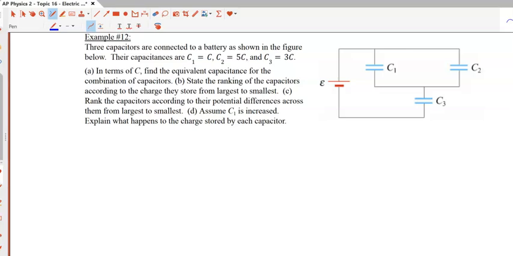So in this question, I have a combination of capacitors. 1 and 2 are in parallel with each other, and then that combination is in series with capacitor 3. We are given capacitor 1 is just C, capacitor 2 is 5 times that, so 5C, and the third is 3 times C. So in part A, what we're asked to figure out is what is the equivalent capacitance of this circuit, right?